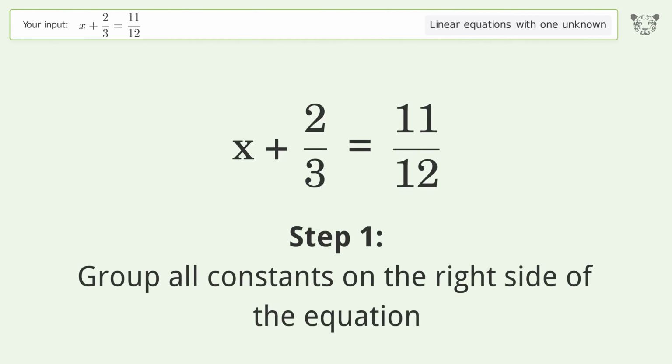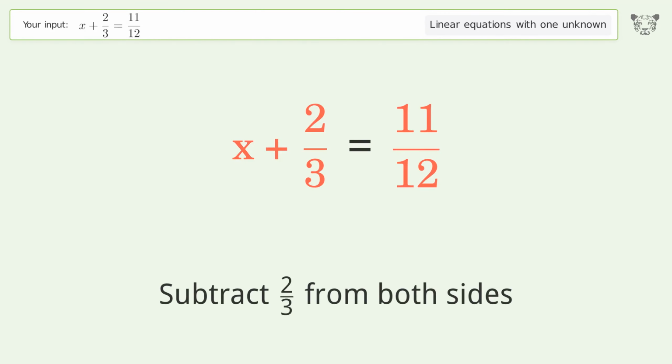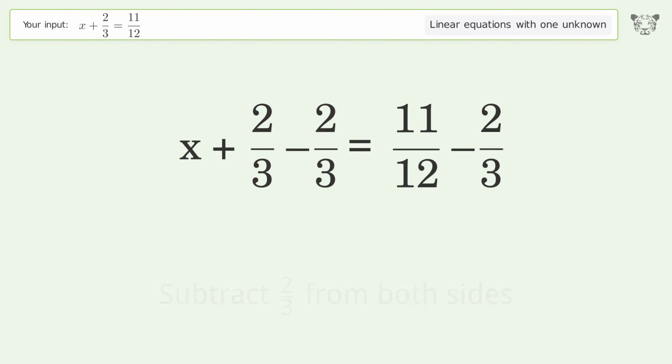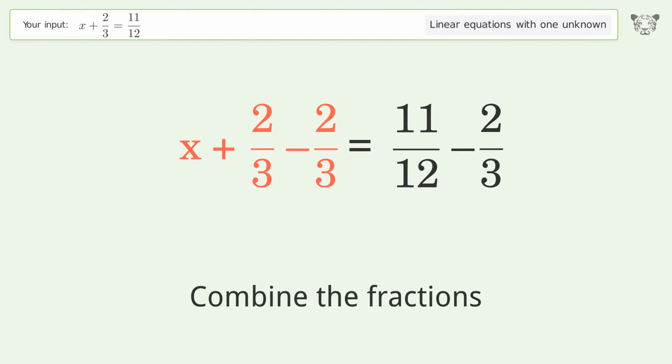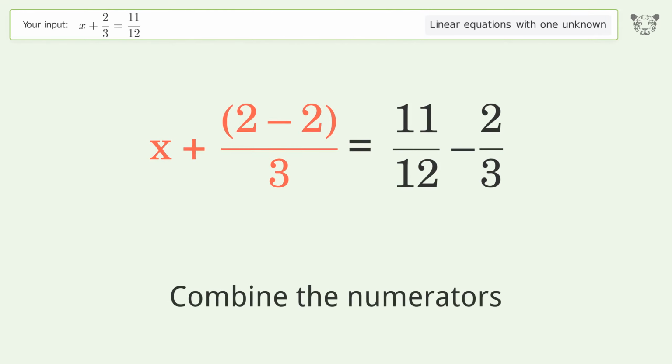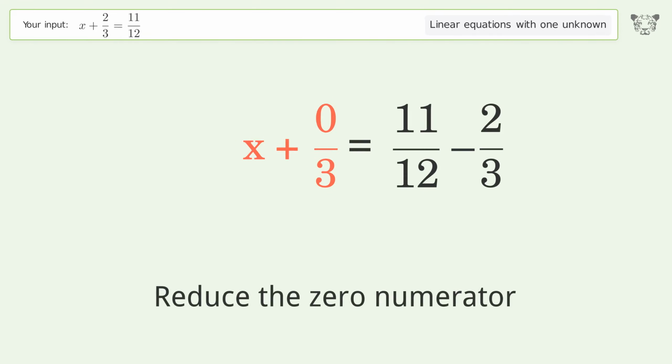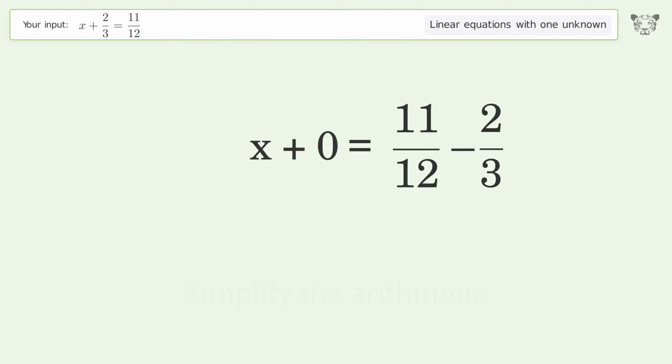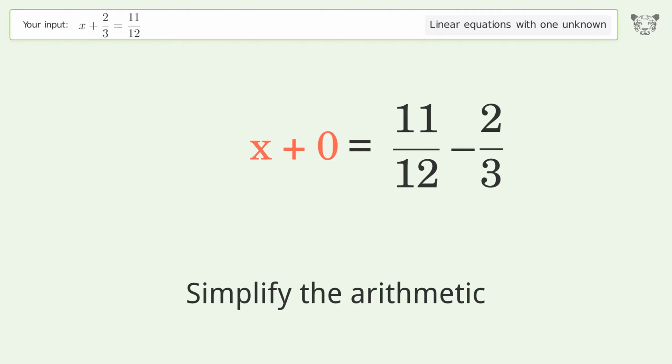Group all constants on the right side of the equation. Subtract 2 over 3 from both sides. Combine the fractions. Combine the numerators. Reduce the zero numerator. Simplify the arithmetic.